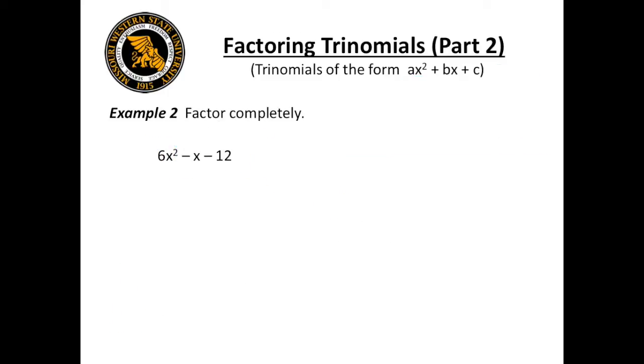Example 2 asks us to factor the trinomial 6x squared minus x minus 12. Notice that the 3 terms in this trinomial have no common factor. This means that when we are in the process of determining our binomials in our product, there should be no common factor within one of those binomials.